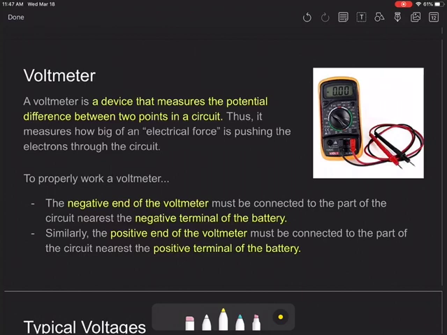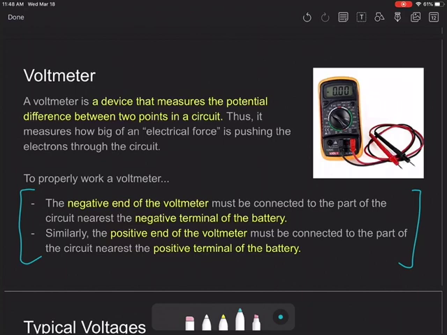Thus, it is measuring how big of an electrical force or how big of a push there is on those electrons to push them throughout that circuit. Okay. When we are working with a voltmeter, there's a couple of things that we have to do, and these are going to be important when we eventually build circuits on our own. The negative end of the voltmeter must be connected to the part of the circuit nearest the negative end of the battery. Similarly, the positive end of the voltmeter must be connected to the part of the circuit nearest the positive terminal of the battery.